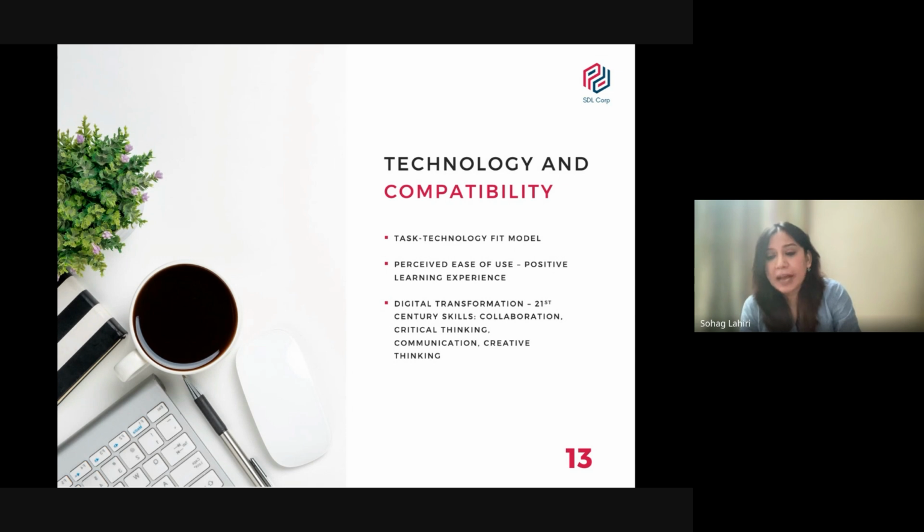Are you using application-oriented methods? Third, of course, communication. Communication is important, even if you're using a digital tool, but you're not communicating how they're supposed to use the tool. That's going to defeat the purpose. Creative thinking. Creative thinking is how you can creatively use tools to support your learning, not to overpower, not to replace what you're already teaching.